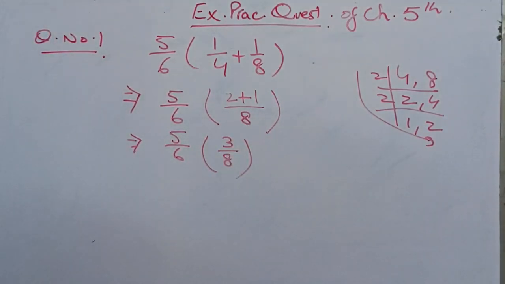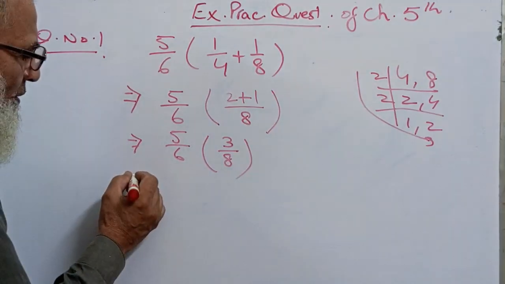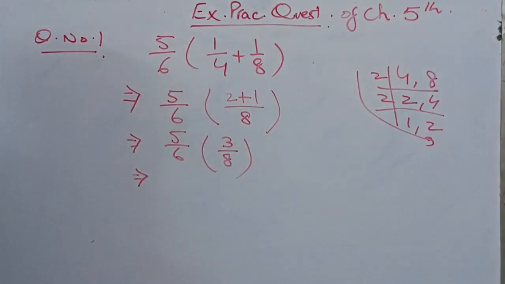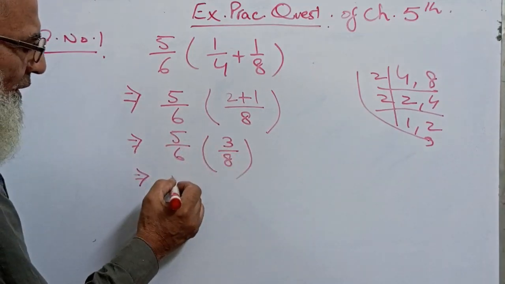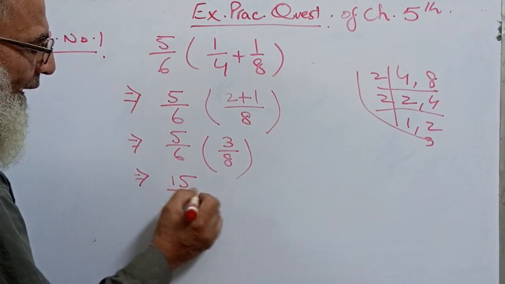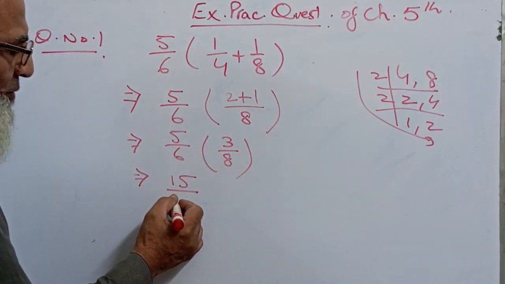Now since this bracket means multiplication, so we will perform multiplication straight. 5 3 times 15, and 6 8 times 48.